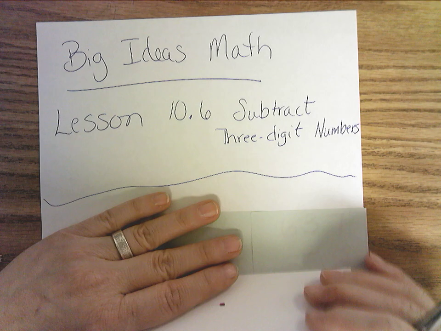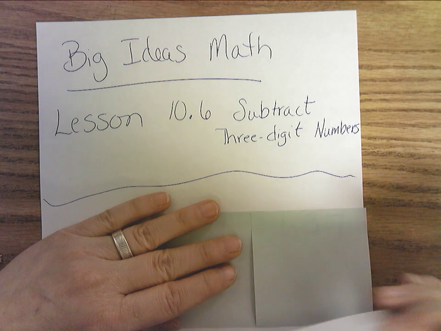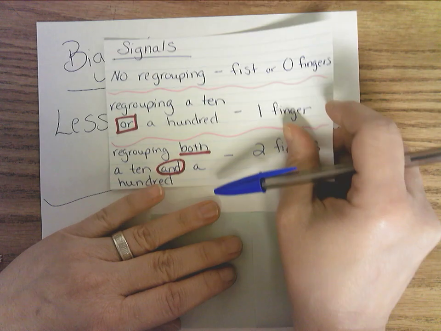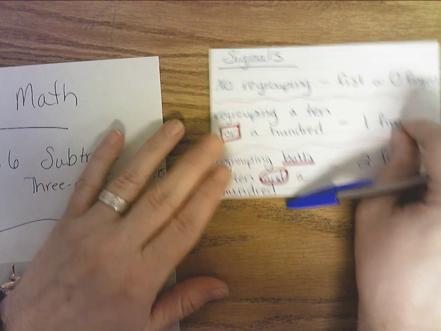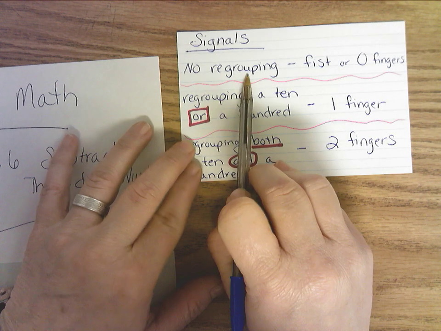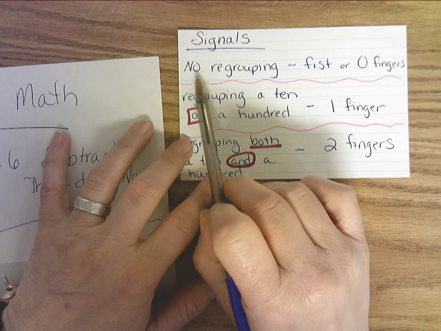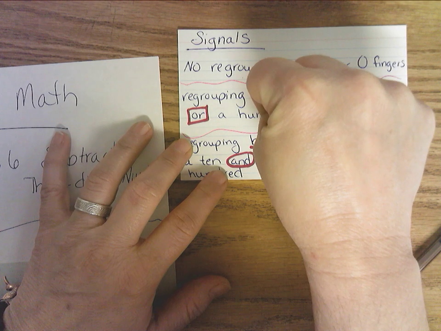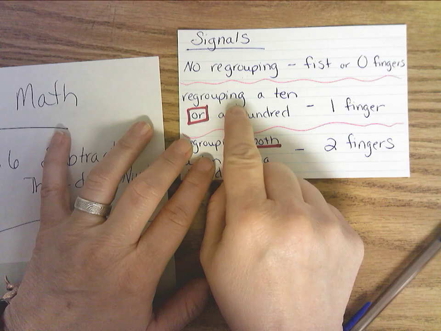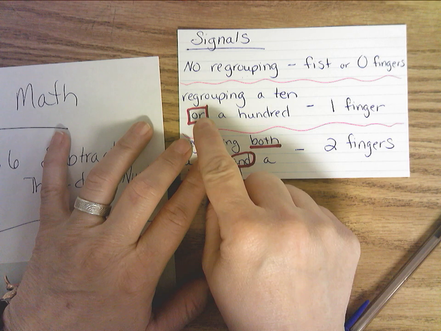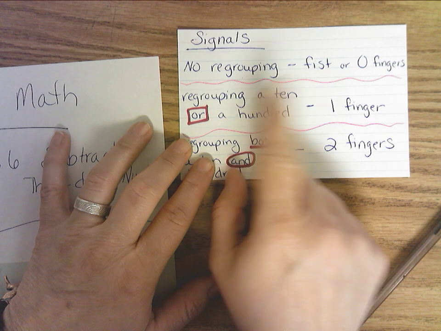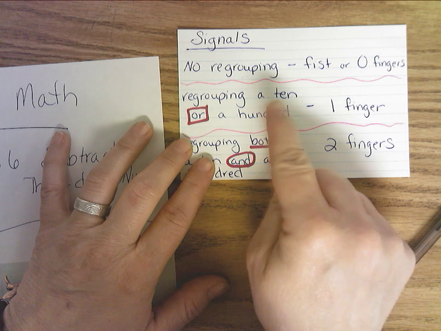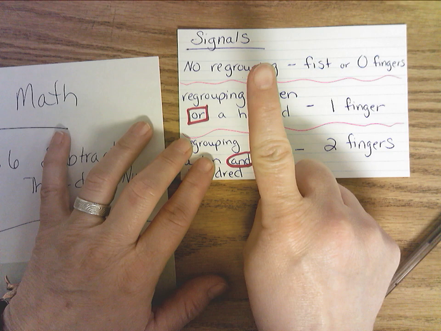And I'm going to show you 3 problems and you're going to signal what you think is going to happen. So here's your signaling. The first signal: if there is no regrouping, you're going to think about each problem. If there's no regrouping, you're going to show a fist or 0 fingers. If there is regrouping, a 10 or a 100, it's either one of them. So if there's a regrouping and you have to regroup in the 10s or you have to regroup a 100, you're only going to show me 1 finger.